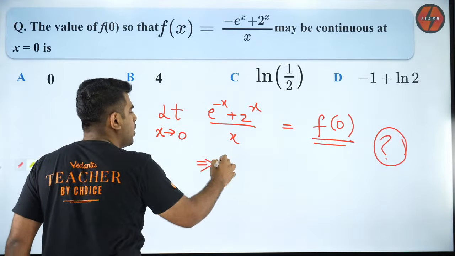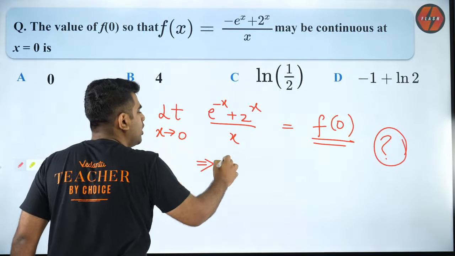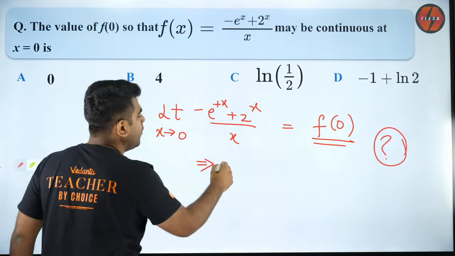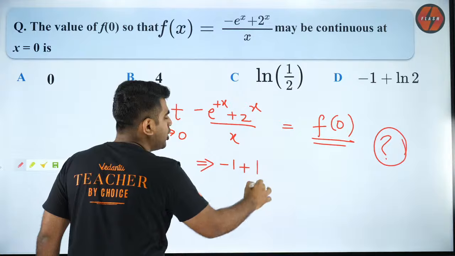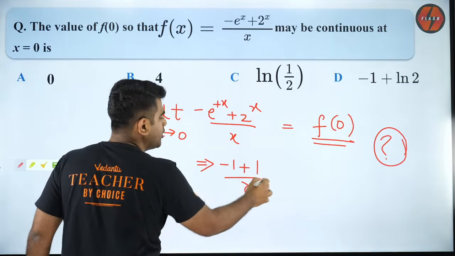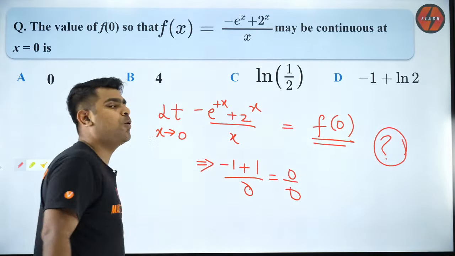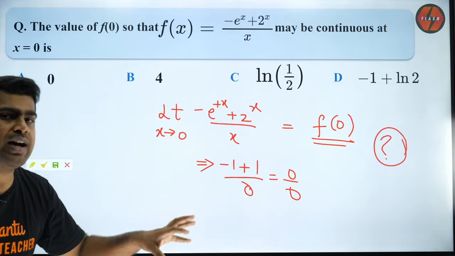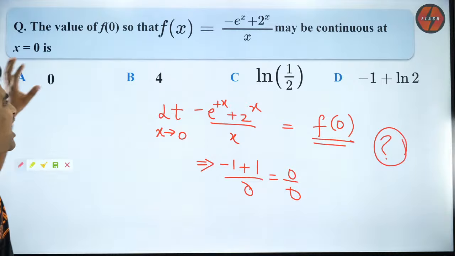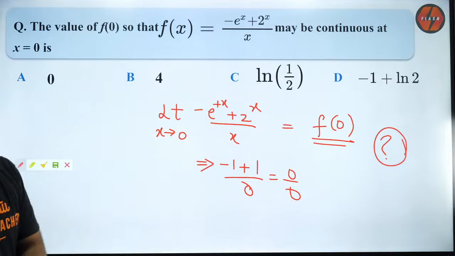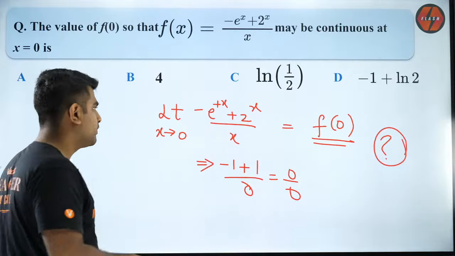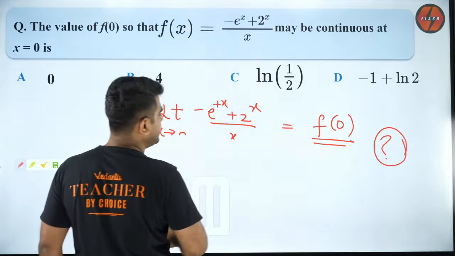When I directly put 0, I will get e to the power minus 0, which is going to be minus of e power 0, which will be minus 1, plus 2 power 0 is 1, and x is 0. So I get 0 by 0 form. So when I encounter 0 by 0 form, I need to apply my L'Hospital method so that I can get the answer very easy. Okay. L'Hospital is the easiest way to do this.